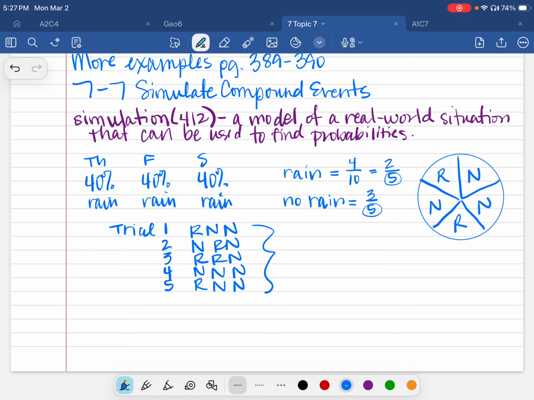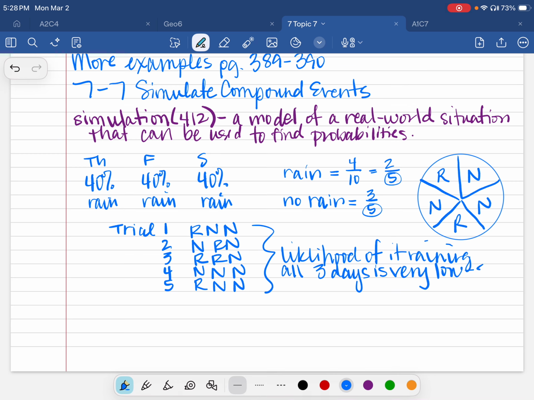She shouldn't postpone it because at least one of the days during that 3-day weekend or whatever is going to not be rainy. So we can look at this and say the likelihood of it raining all 3 days is very, very low. So she should go on her hike.